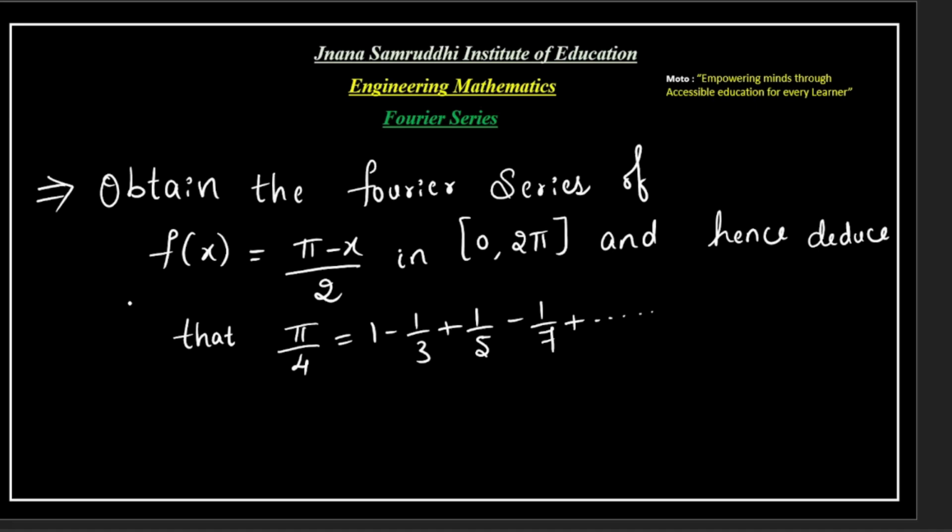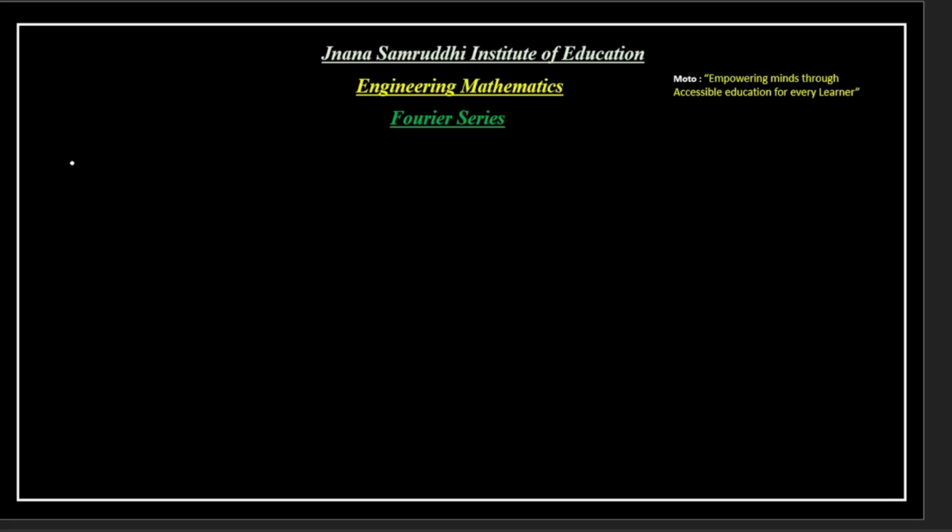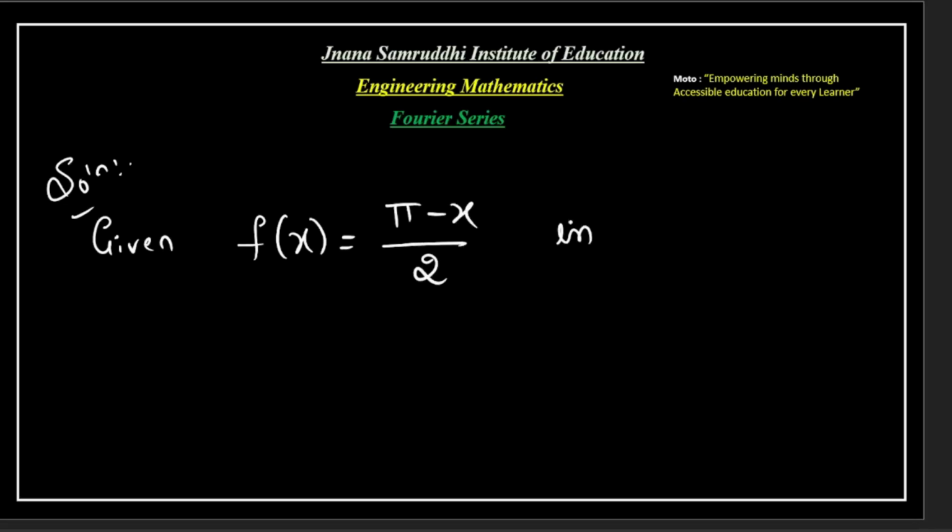Obtain the Fourier series of f of x equals pi minus x by 2 in the range 0 to 2 pi, and hence deduce that pi by 4 equals 1 minus 1 by 3 plus 1 by 5 and so on. So now let's begin. How to solve this problem? Solution. First we'll write the given thing. In this question they have given f of x equals pi minus x by 2 in the range 0 to 2 pi.